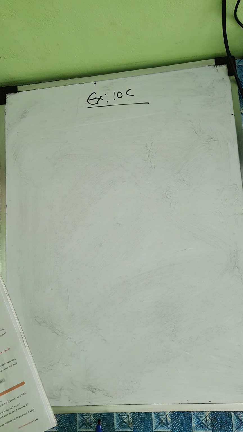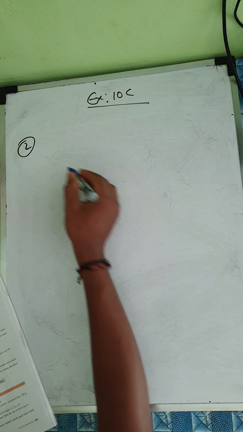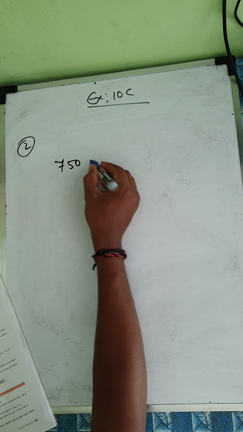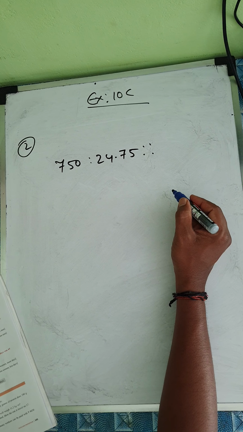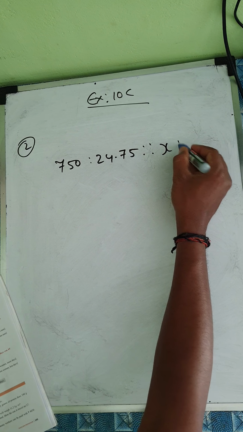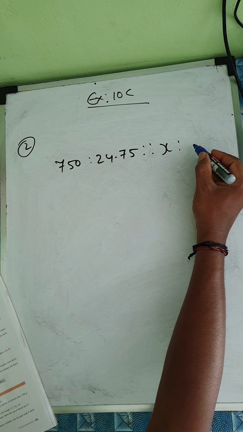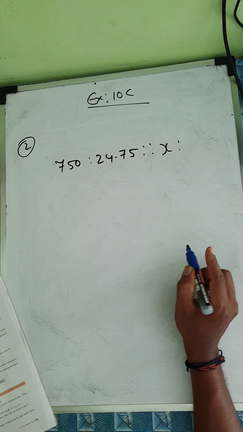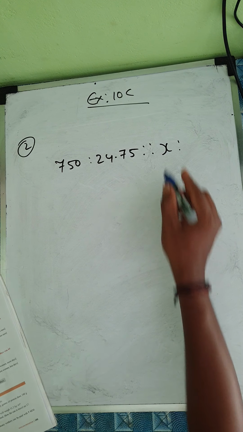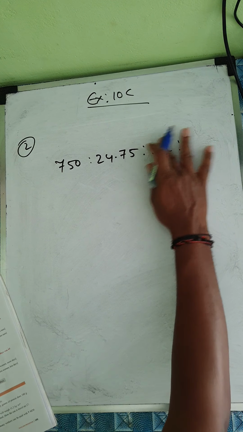If 750 gram of milk provides 24.75 gram of protein, then how many grams of protein does 100 gram of milk provide? So same process we'll do. 750 gram of milk provides 24.75 gram. Okay, then how many grams of protein does 100 gram of milk provide? So we'll take this as x. So this is 100, and this one is x.